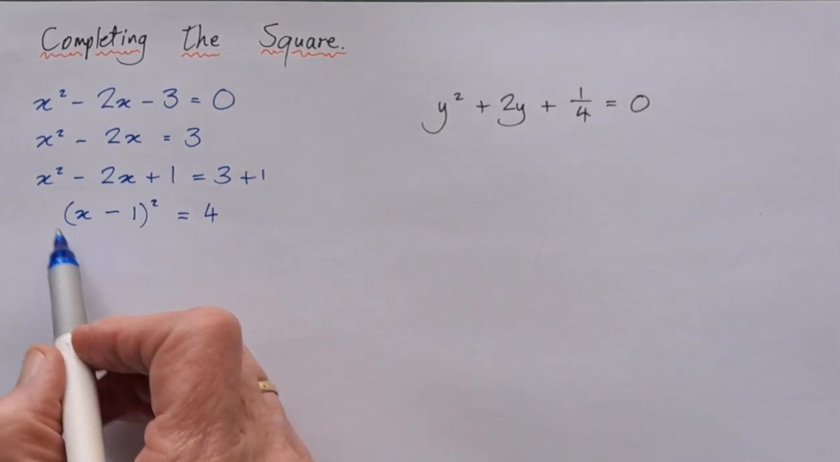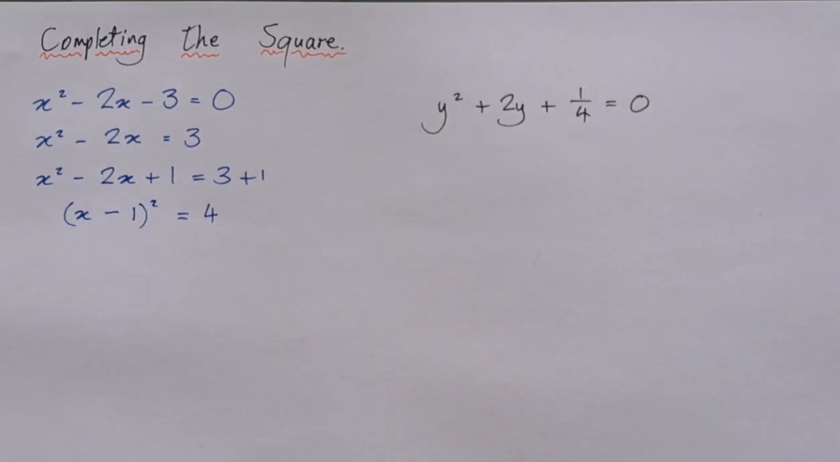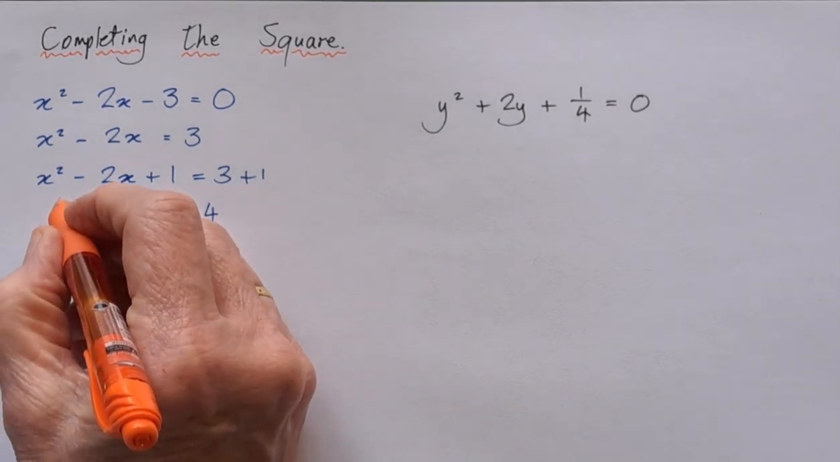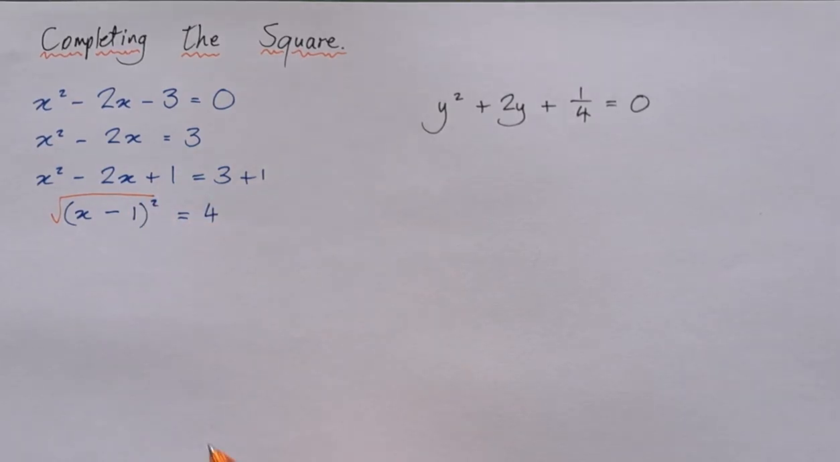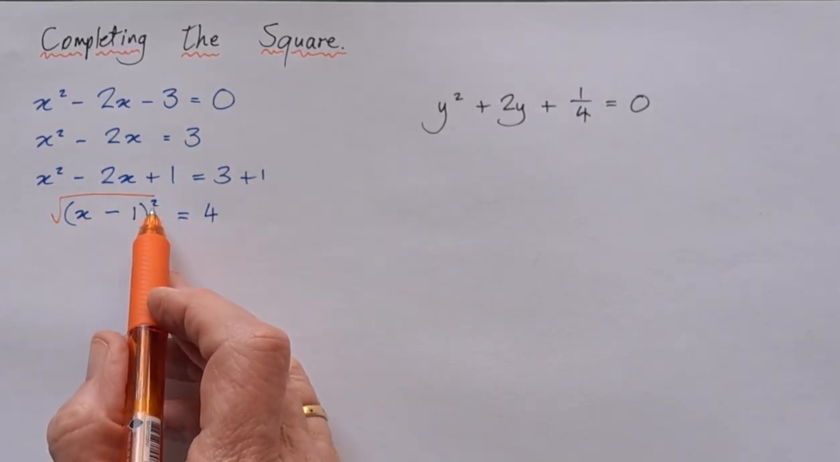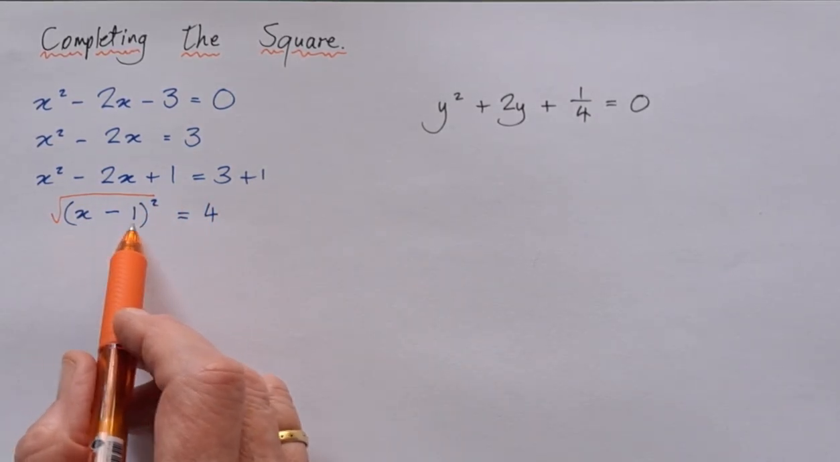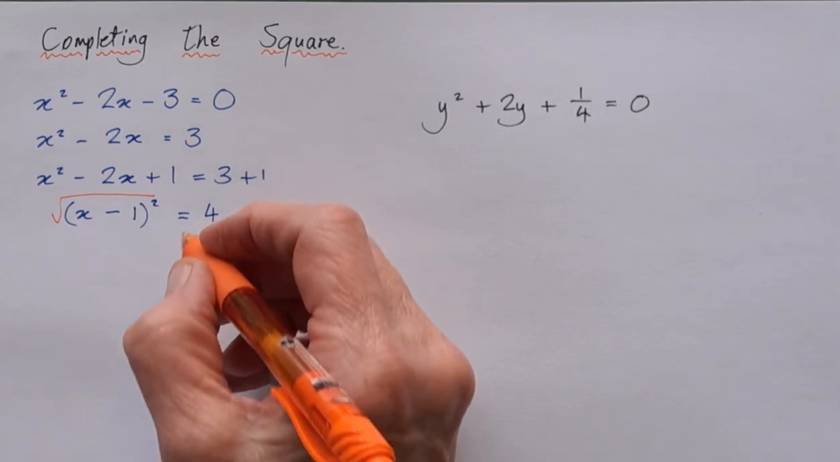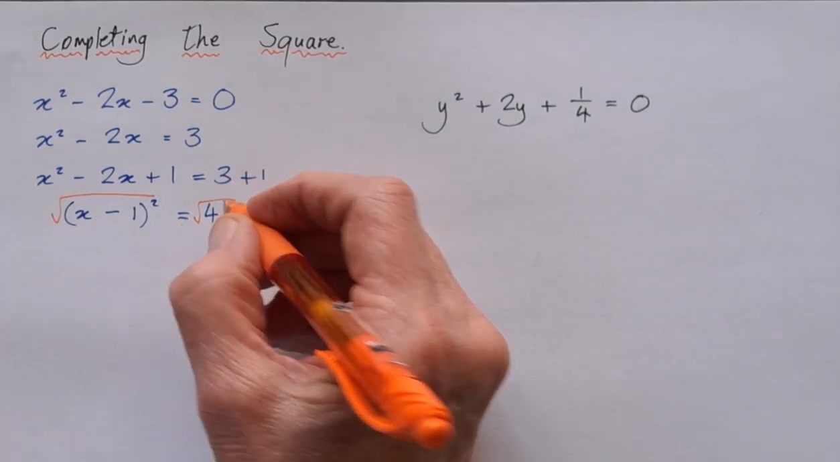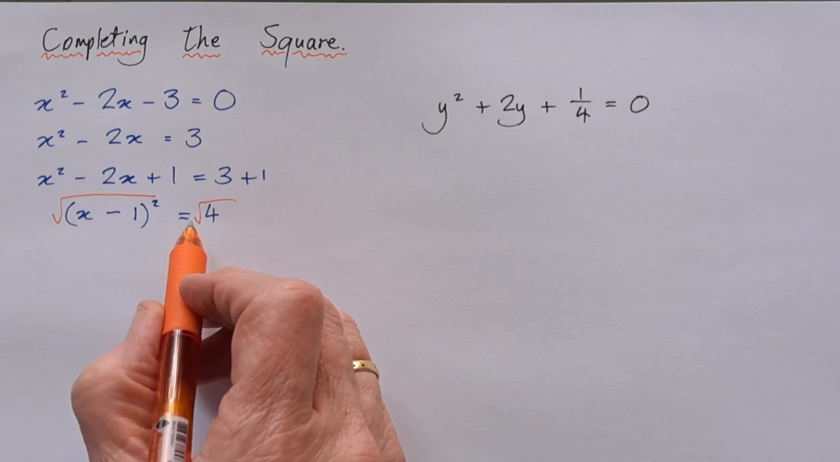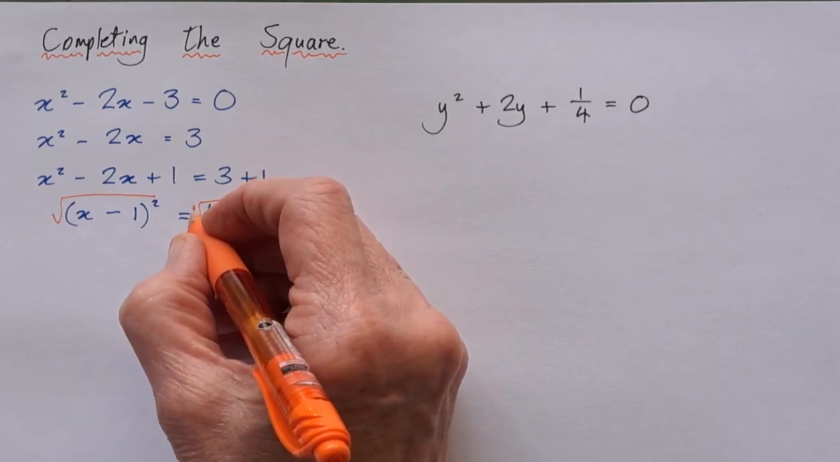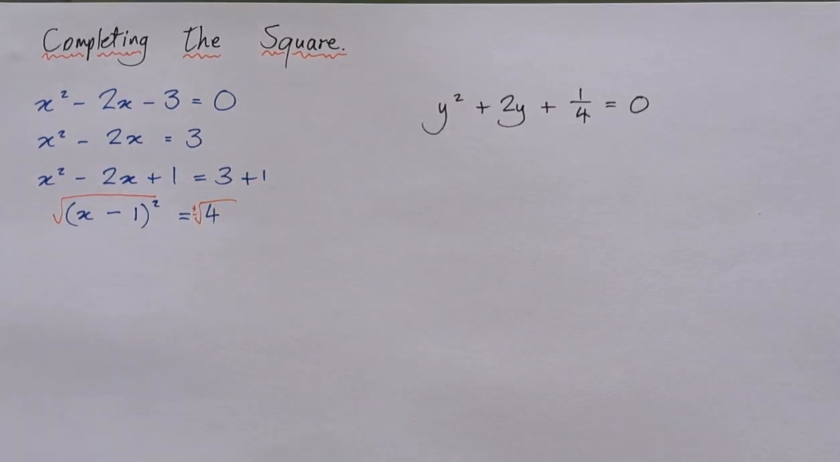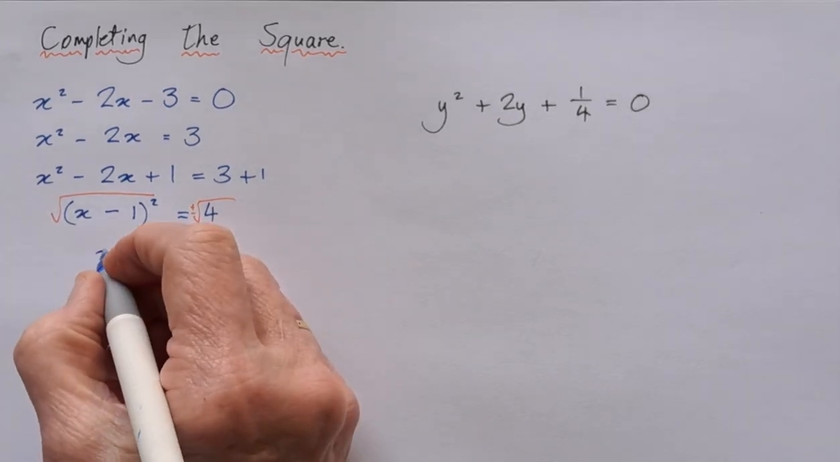And now I don't want this situation of having a bracket squared. So I know that squaring and square rooting are inverse operations. So if I were to square root this side, the square root sign and the squared would cancel each other out, and I'd be left with x minus 1. But again, whatever I do to one side, I have to do to the other side. And here we have to be careful that we find the positive or negative answer to the square root. So this side is going to give me just x minus 1.